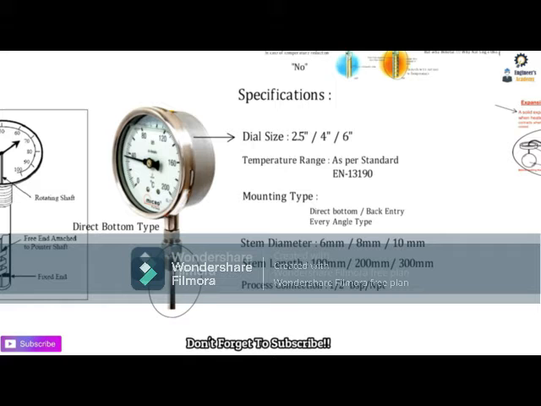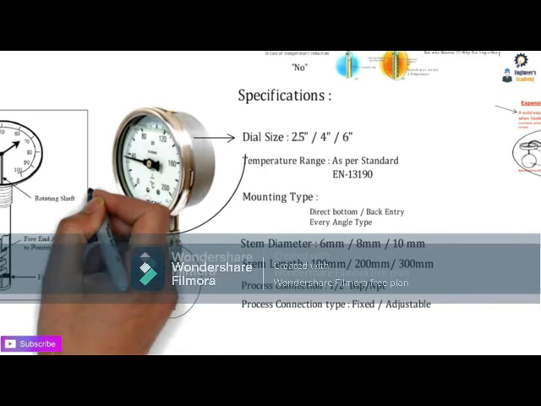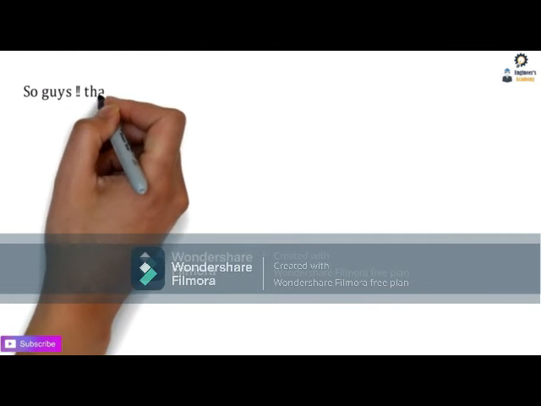The process connection is how we can fix this to our equipment as per requirement. That can be half inch BSP or NPT, and it can be fixed or adjustable. These are all the specifications needed to specify this bimetallic temperature gauge. Glycerin filling is not possible in the case of a bimetallic temperature gauge.